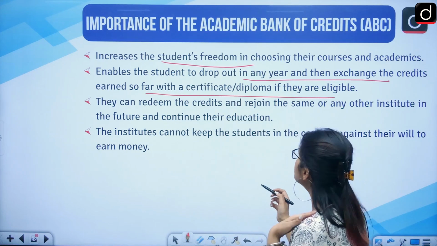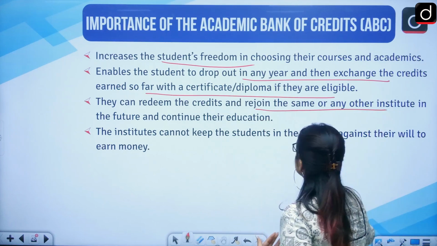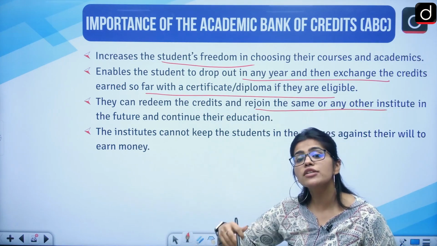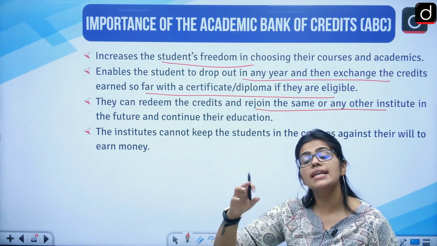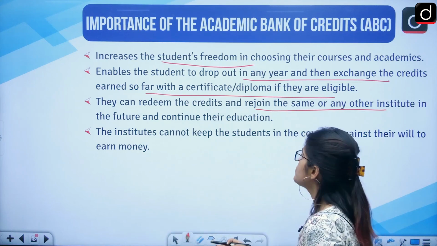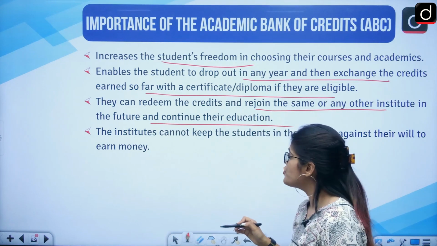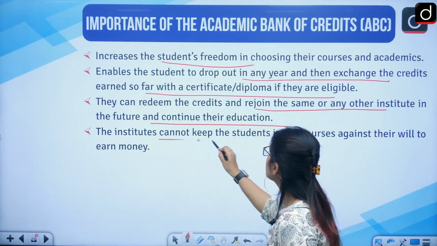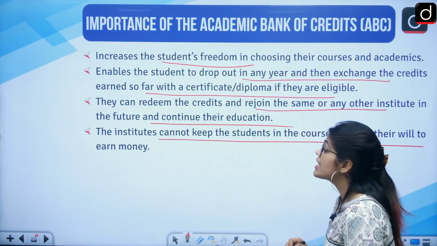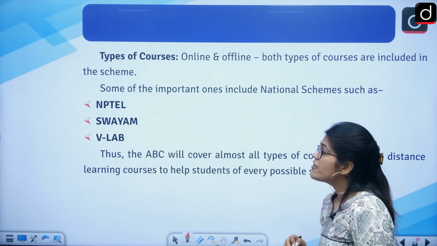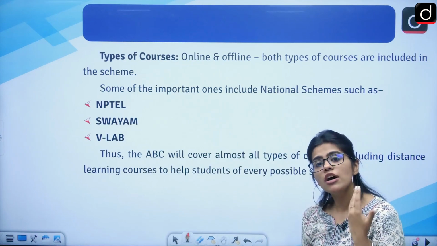They can redeem the credits and rejoin the same course in the same institute at some future time, right? According to future plans, they can exit and enter the institute as they wish. They can continue their education if they want to. The institutes cannot keep the students in the course against their own will, right? So it is the power that is given in the hands of the students.